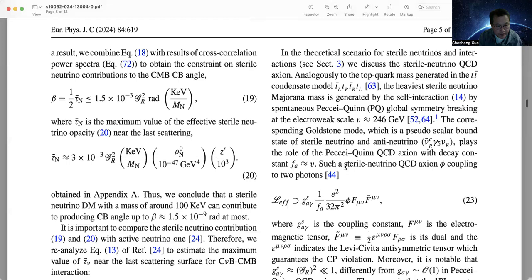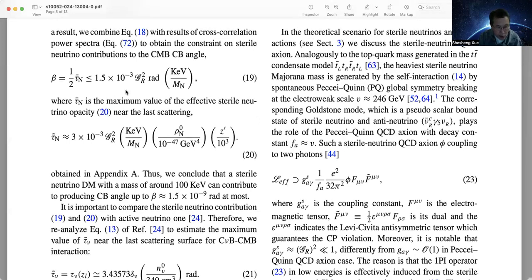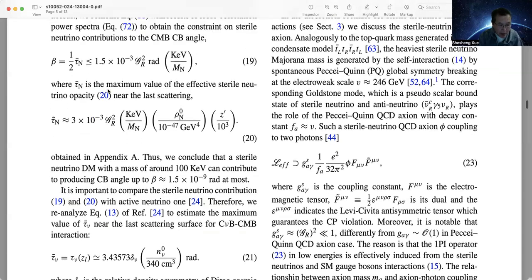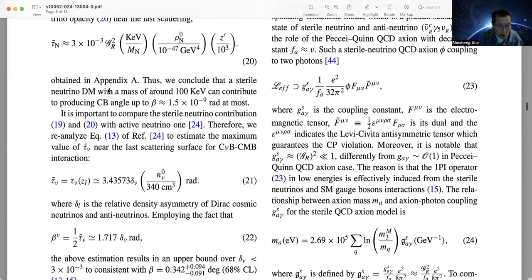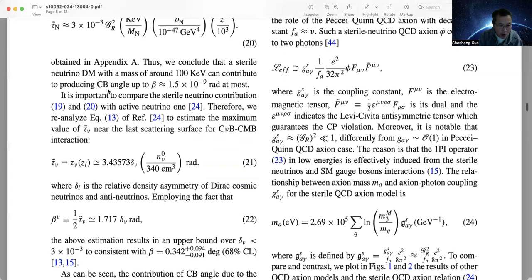So now we go on to see how the sterile neutrino contributes to the cosmic birefringence parameter beta, which actually has been calculated for the active neutrino. The beta is equal to 1/2 of the opacity of this particle interacting with the photon, like the active neutrino, the sterile neutrino, and axions. So this opacity is what we are going to compute, and relate to beta, which is measured. So we compute the sterile neutrino opacity, and also the active neutrino opacity.